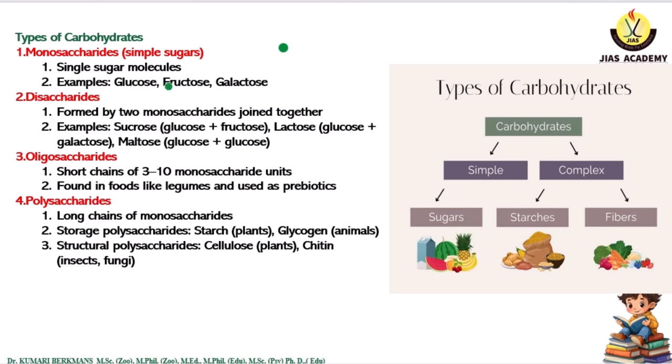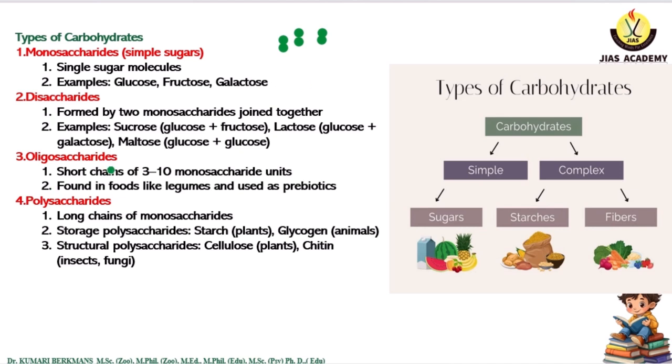And what is disaccharide? Di means 2. Two molecules combined together is called a disaccharide. For example, if this molecule is glucose and this is fructose, this is called sucrose. If this is glucose and this is galactose, this is called lactose, and if this is glucose and this is also glucose, it is called maltose. So these are the disaccharides: sucrose, lactose, and maltose.